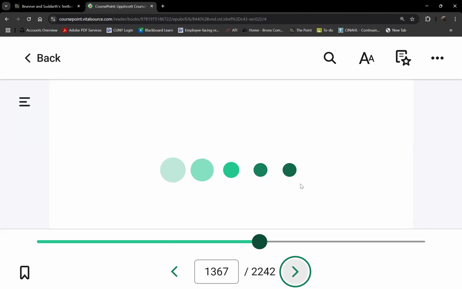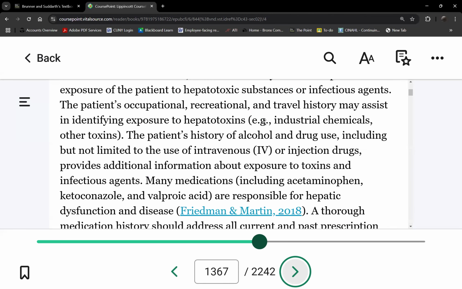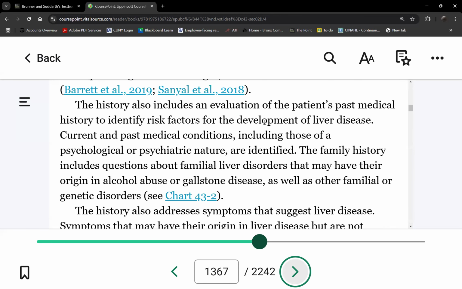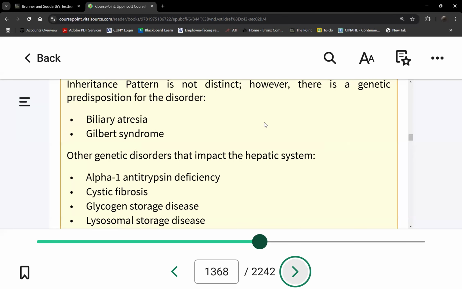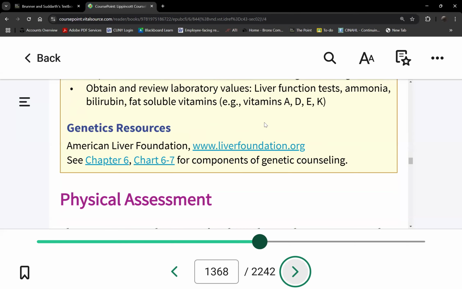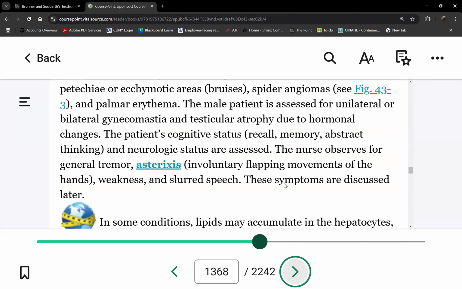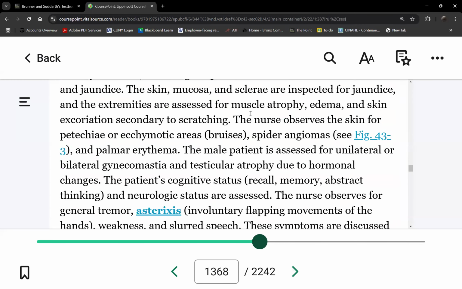Any questions so far? All right, let's go now to each disorder. But before that, let's look at the assessments first and diagnostic testing. So what will we expect to be ordered once a patient comes in with liver problems?